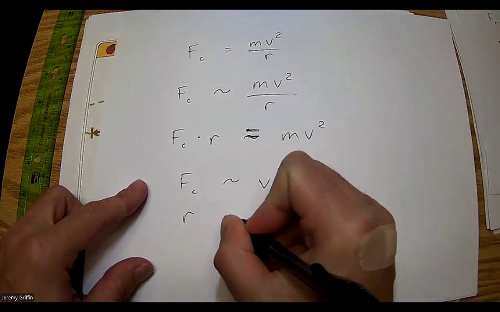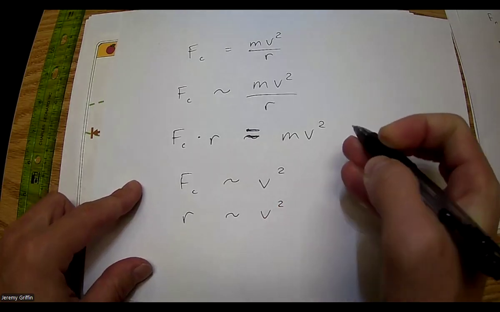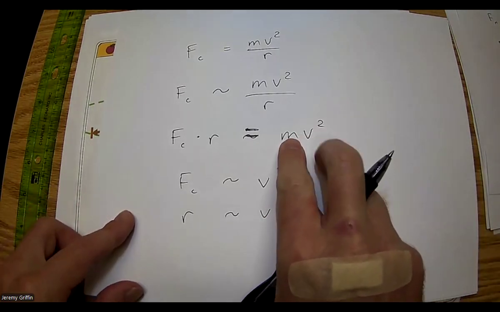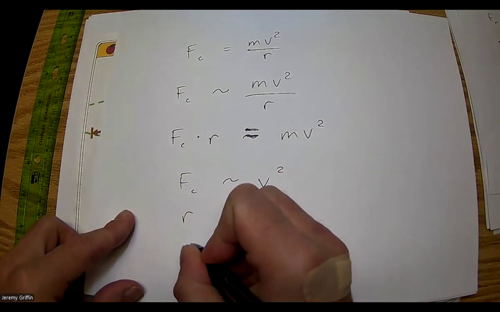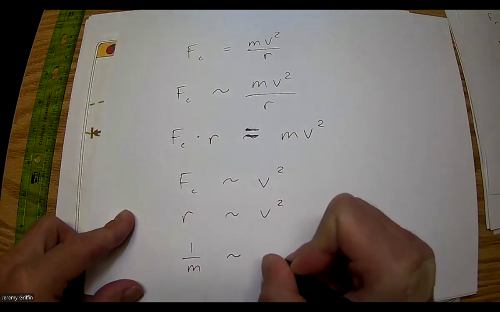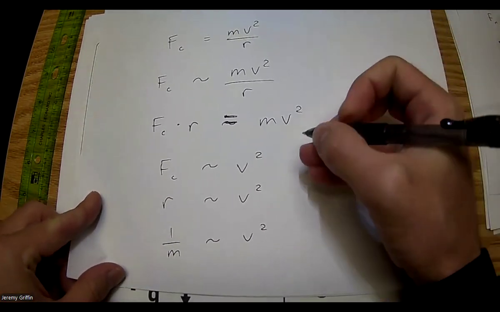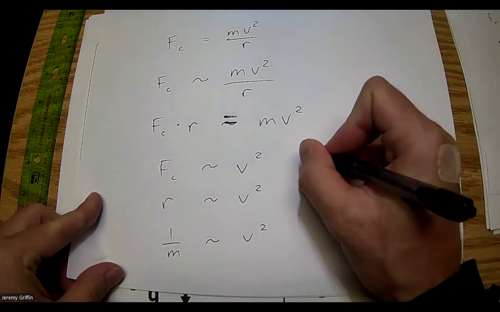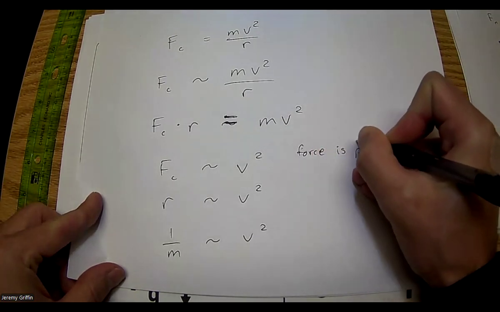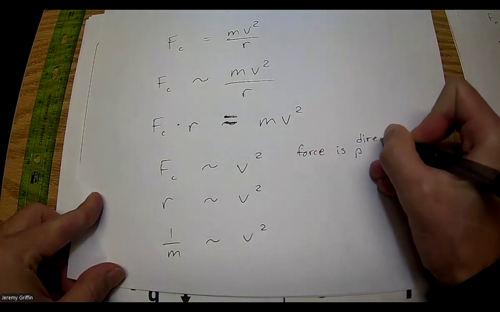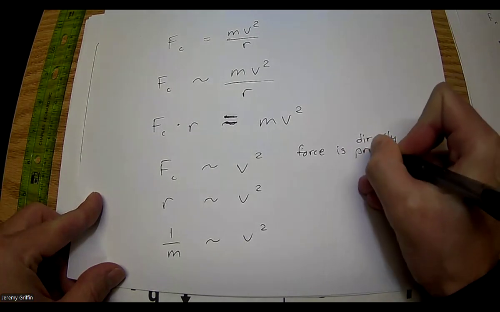You could say the radius is proportional to v squared. Or how about mass and v squared? Wouldn't you actually divide the mass over? And so it'd be 1 over the mass is proportional to v squared. Okay. And if you spell that out in sentence form, it would look like this. Force is, maybe you can say, directly proportional.